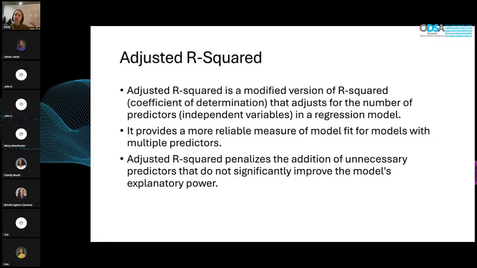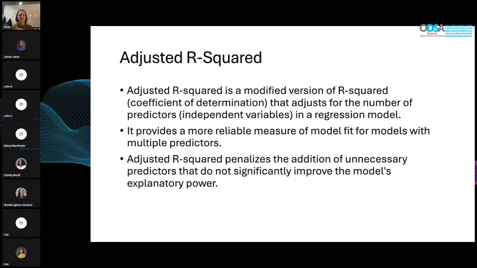Just like we talked about, there's mean squared and then there's root mean squared, and why root mean squared is better than mean squared. And so you might use root mean squared instead. This is similar to that. So adjusted R squared provides a more reliable measure for the model fit for models with multiple predictors. The adjusted R squared penalizes the addition of unnecessary features, if you add more X variables that don't significantly improve the model's explanatory power.